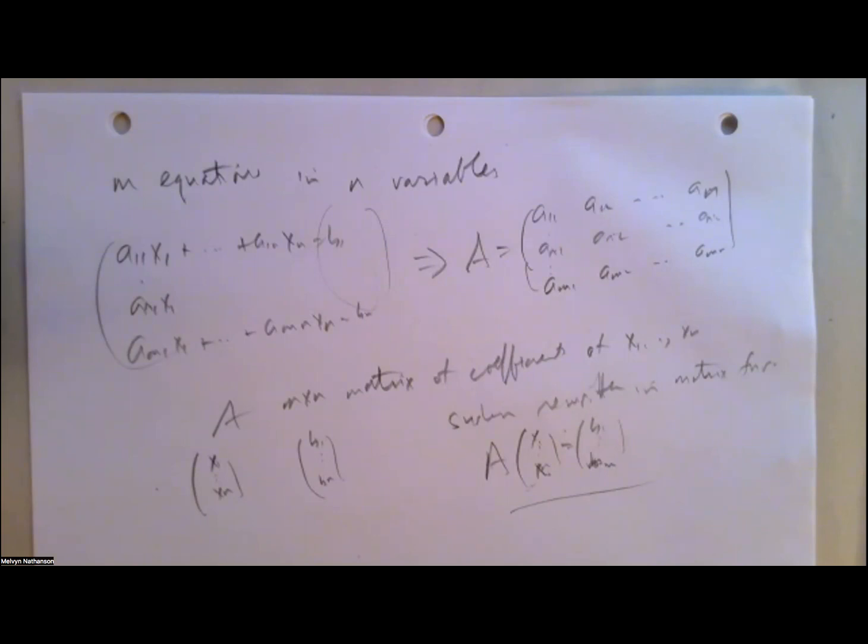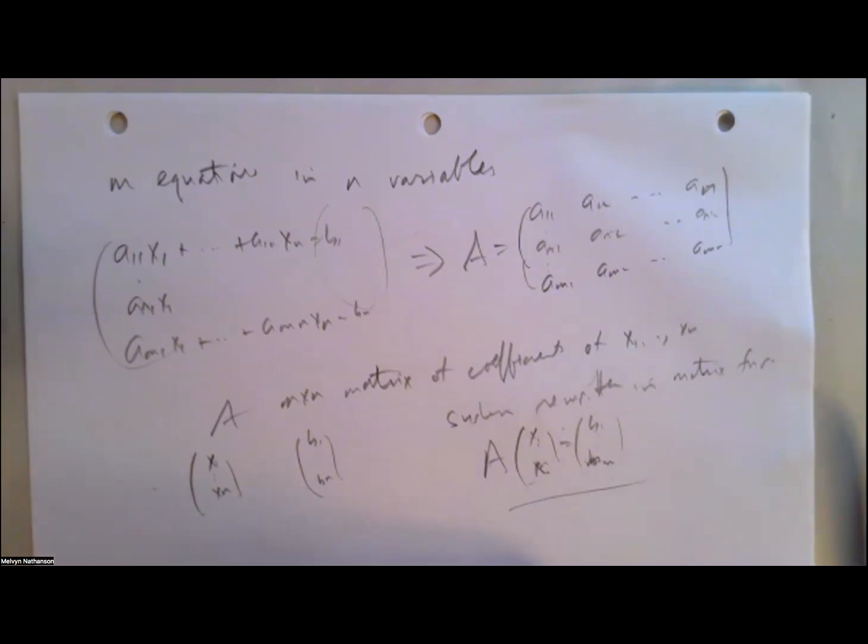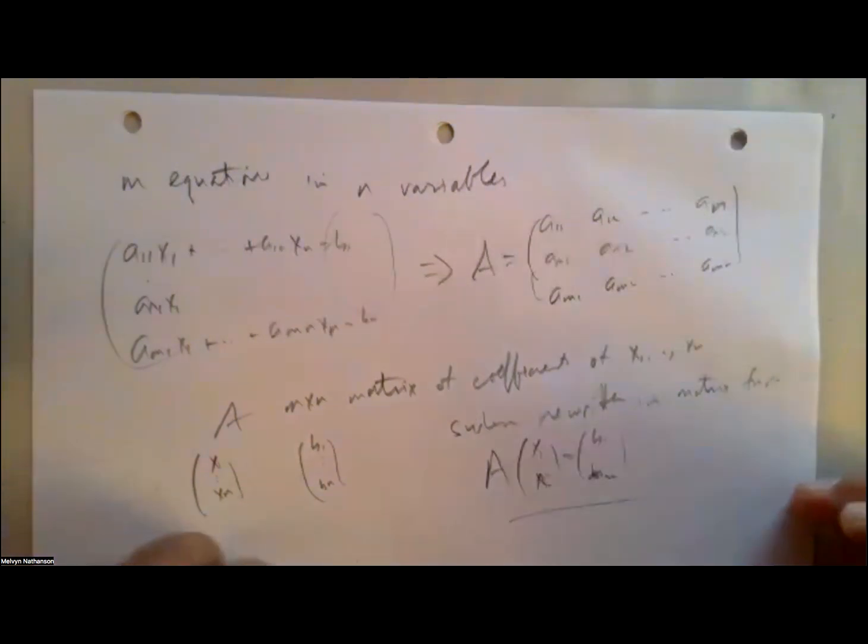And the three operations were the following. We could interchange rows. We could multiply a row by a non-zero scalar, or we could add a multiple of one row to another. And the corresponding elementary operations on a matrix are the following.